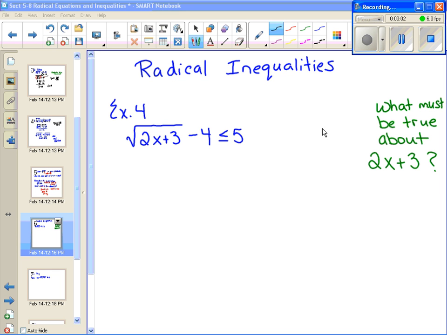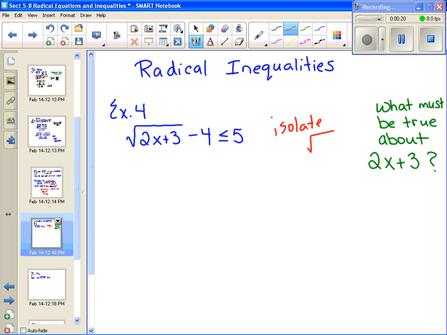All right, what we're going to do now is solve radical inequalities. And you'll notice that the steps to solving these are going to be very similar to what you did for equations. We will have one additional thing we'll have to think about, but you still need to isolate the radical, and that's what we're going to do first. Isolate the radical sign. So I'm going to add 4 to both sides. And when I do, I get the square root of 2x plus 3 less than or equal to 9.